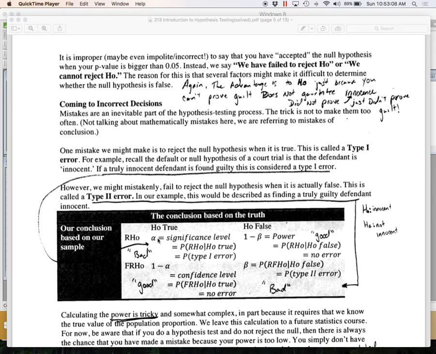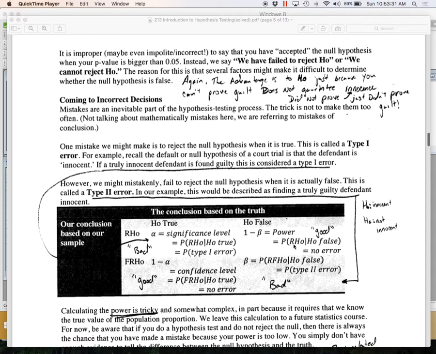And it is not alpha or 1 minus alpha. The probability this happens is called beta. We're not going to talk about beta too much in this class, but you will see it a lot in Stat 217. This is a bad thing. It's a type of error. 1 minus beta is a good thing. It is called power. It is the probability that you reject the null hypothesis given the null hypothesis is in fact false.